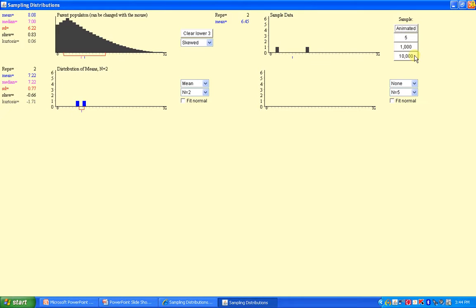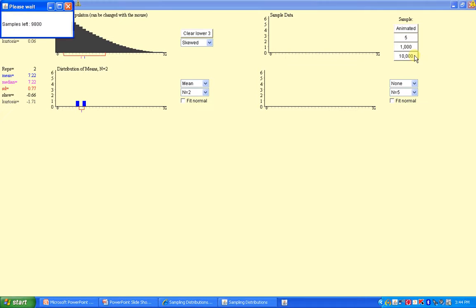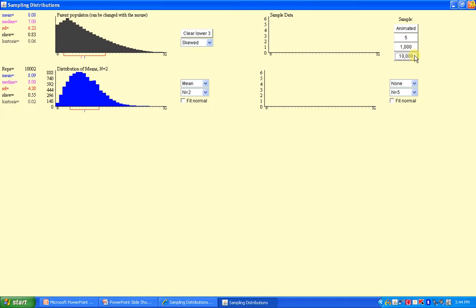Okay, and now I'm just going to jump to 10,000 and do that. And you could see that the mean of the original population is 8.08. The mean of the sampling distribution of all of those means of size 2 is 8.09, pretty much the same value. And 6.22, if you divide that by the square root of 2, again, because we're working with sample size 2, you get the standard deviation. And notice that this has a larger variability than the sampling distribution does.